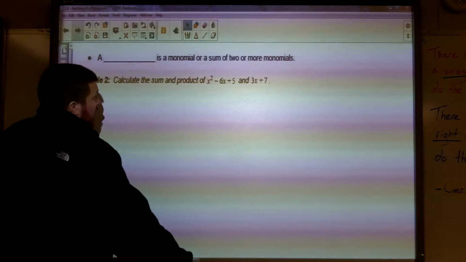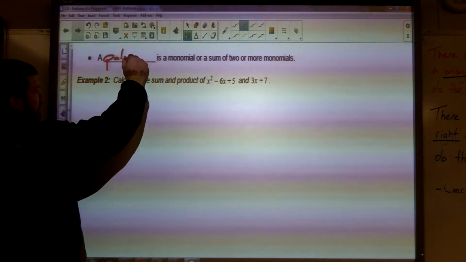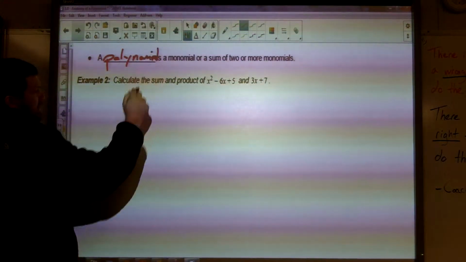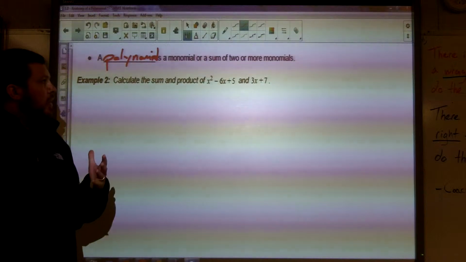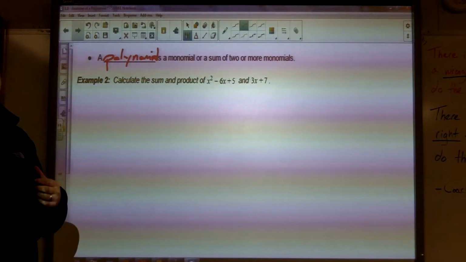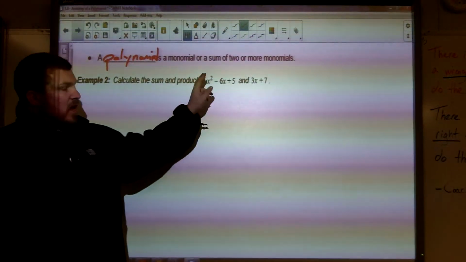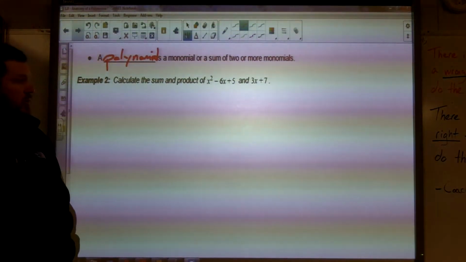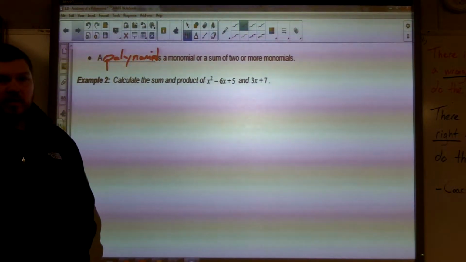So we also have a polynomial. Our definition of polynomial is a monomial, where mono means 1. So a polynomial is a monomial, or a sum of 2 or more monomials. For example, we can calculate the sum and product of these two polynomials by simply combining like terms, and then multiplying and using our laws of exponents.